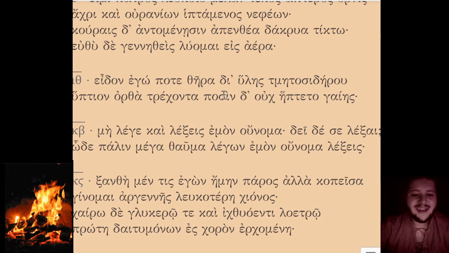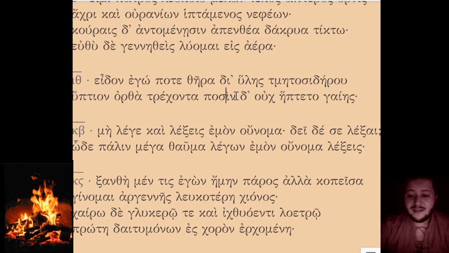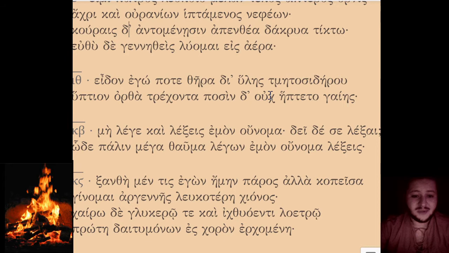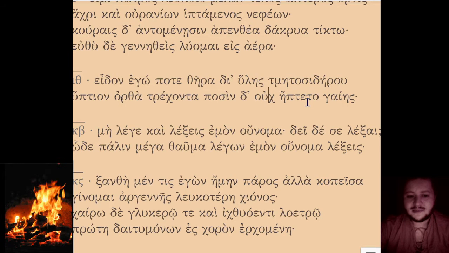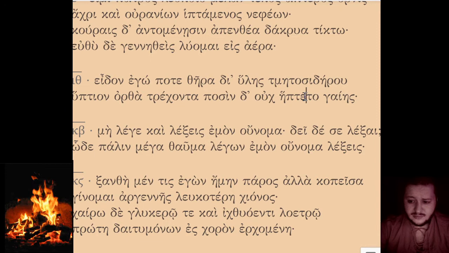Possin means feet in the dative plural. So, feet. And then we have this word th', which just has an apostrophe because the next word starts with a vowel. So it's "and something feet." Ouch, which is the negative word, so not. Ipteto means it was fastened.